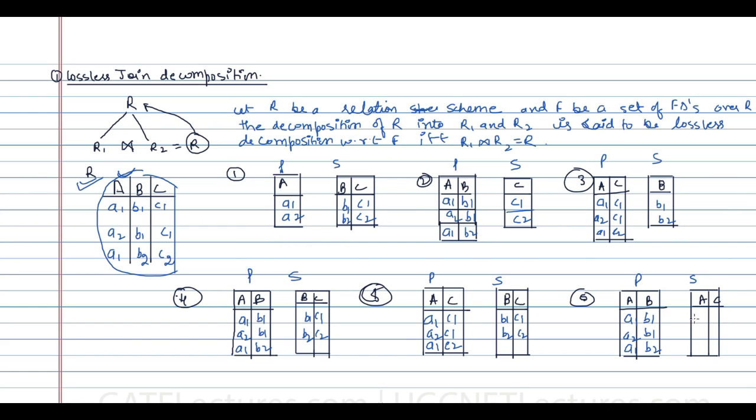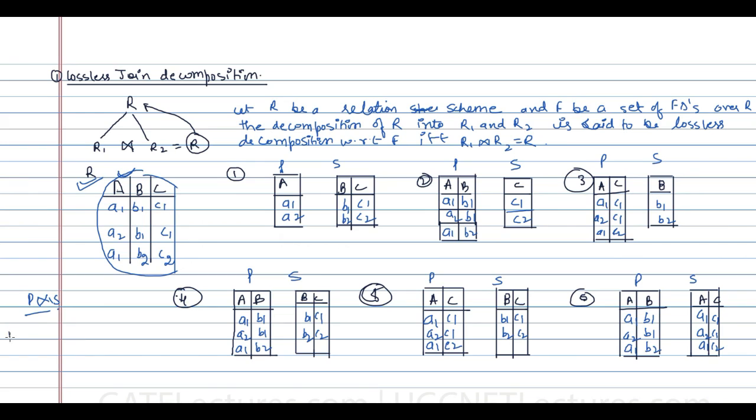Here we'll be having A1 and C1, A2 and C1, A1 and C2. So these are 6 ways of decomposing these tables. Okay, now we know that if we do a natural join of two tables, like P natural join with S, and if we take the attributes of P and the attributes of S, if there's no attribute which is common, then natural join will act as a cross product.